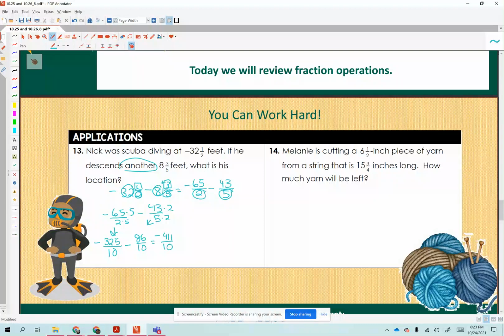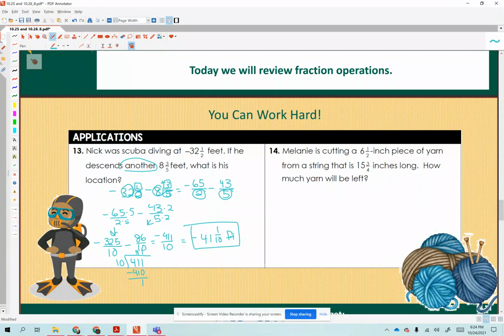Well, if we want to convert that to feet in a way that is not an improper fraction, we're going to take that negative 411 and divide it by 10, which would be 410 with 1 left over. So that would be a negative, Nick descended, negative 41 and 1/10. And always put your unit of measure, feet.